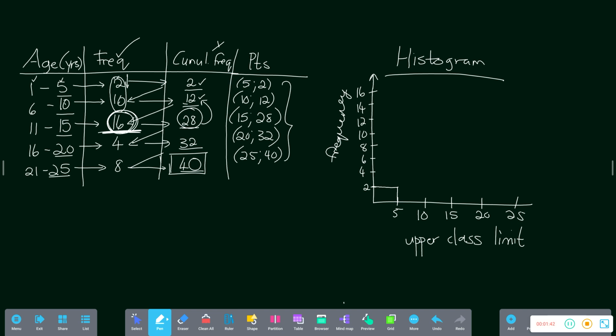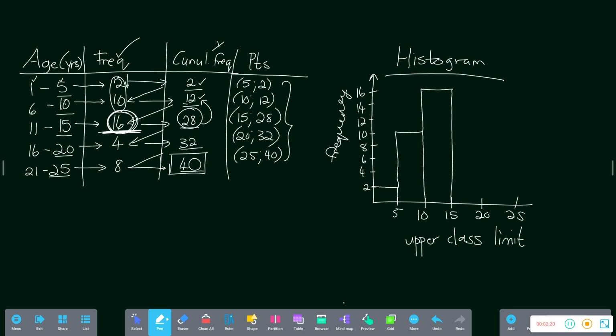Then between the ages of 6 and 10, we have 10 people. So my bar is actually going to start here at the 5. Remember, it's continuous and it goes all the way up to 10. Then you come across and bring it down there. So that is 10 people aged between 6 and 10. Then between 11 and 15, we have 16 people. So I continue my line and go all the way up to 16, and then I go across to come down to the 15.